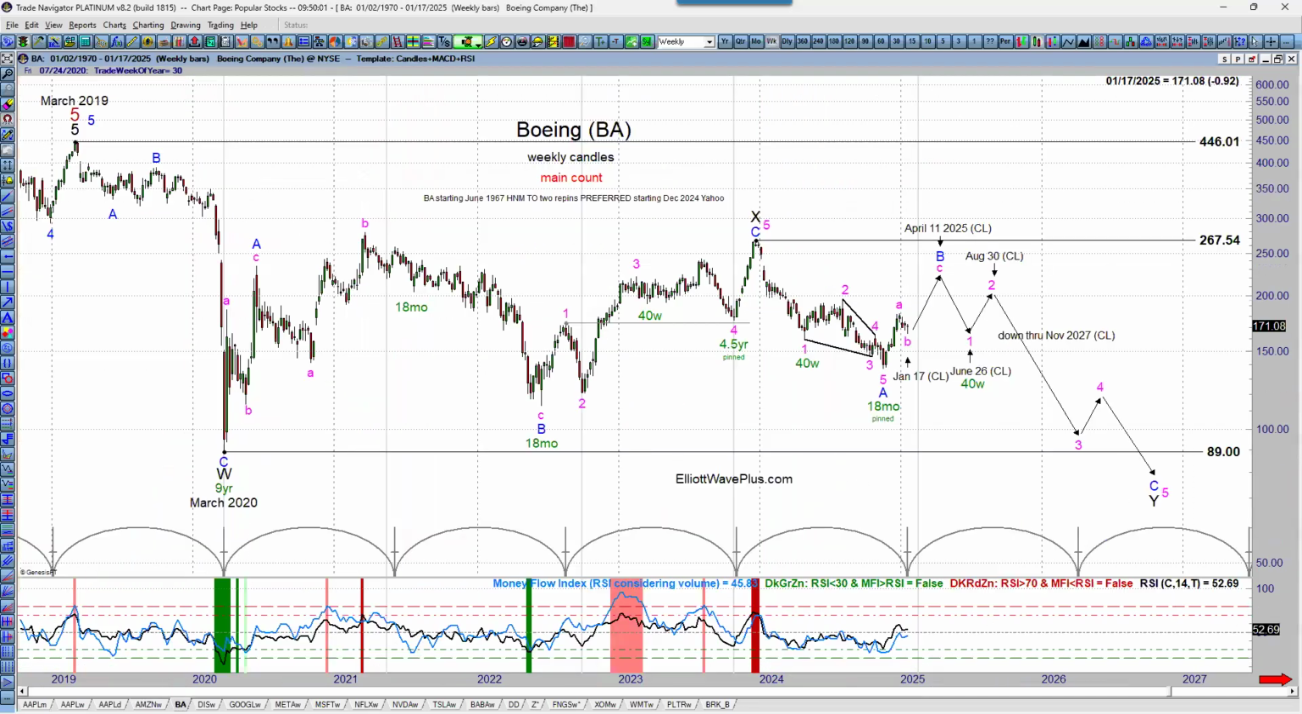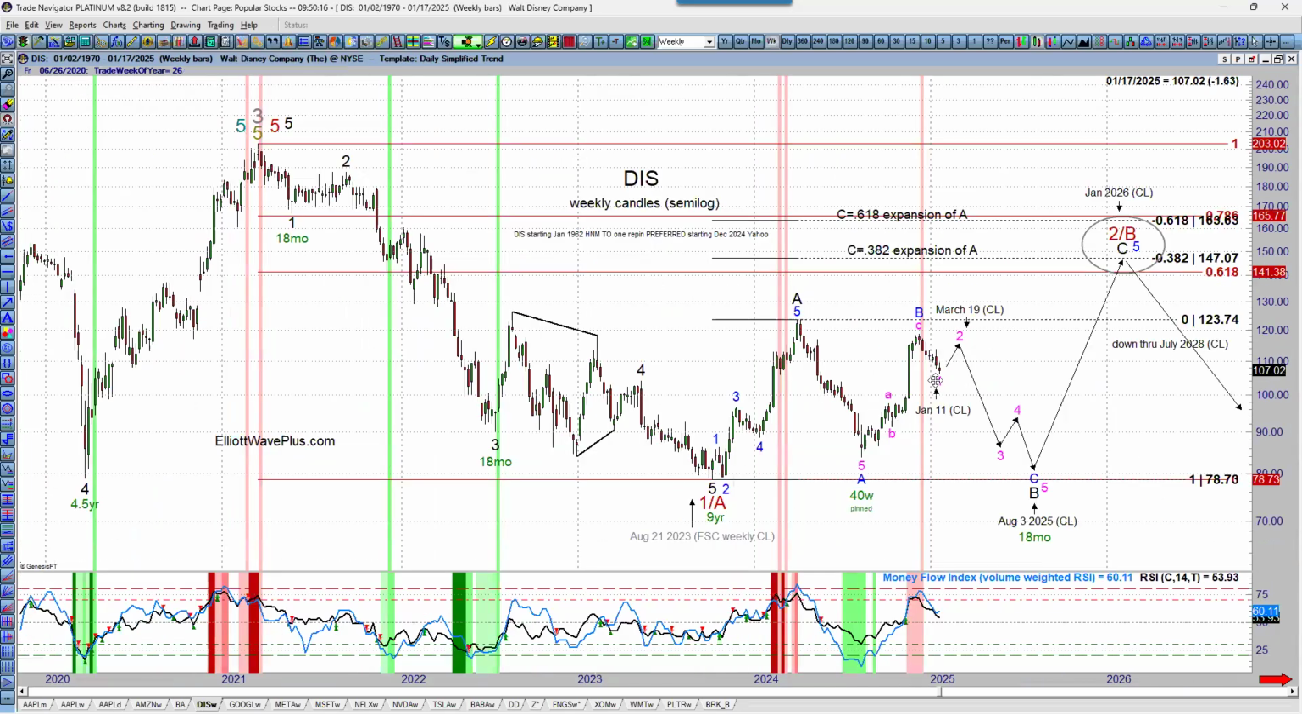Boeing. Still looking for a rally on Boeing, and in this case, looking for a rally up into early April. That will theoretically, according to this roadmap, be as high as Boeing will go this year. Disney, looking for a corrective rebound into mid-March next before moving lower into the third quarter of this year.